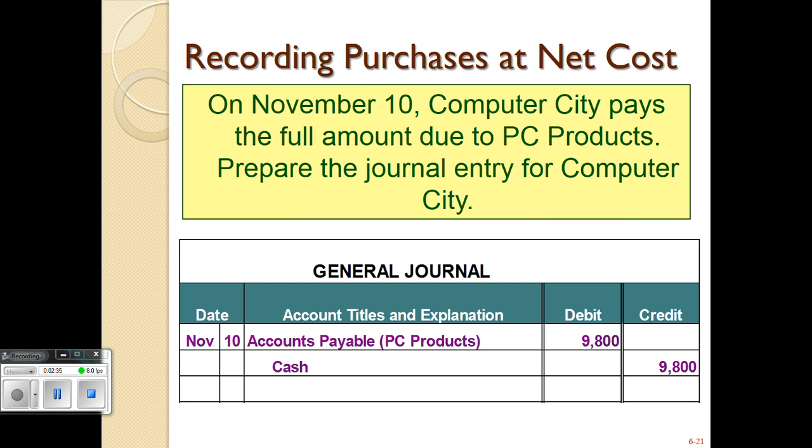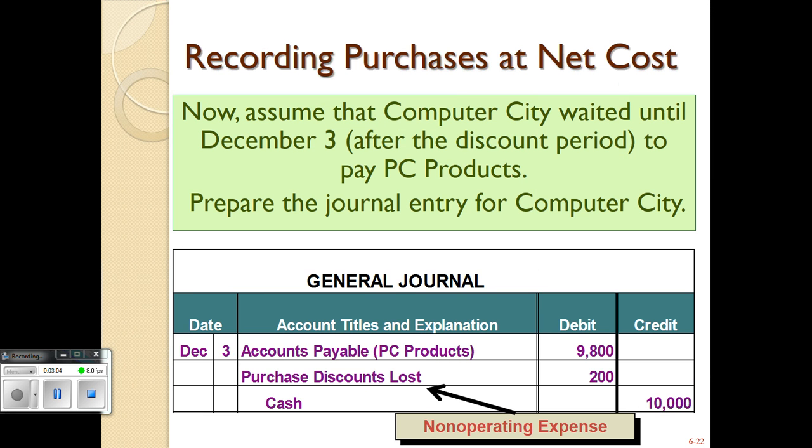And on November 10th, when I pay the full amount that I owe them, that becomes very easy. Just accounts payable, PC Products, posted twice, and cash, $9,800. Accounts payable, just a quick note, is a liability account. To make that liability go down, I debit it. And cash is going down. To make cash, which is an asset, go down, I need to credit it. So it makes perfect sense for all those items that we've taken a look at in the past.